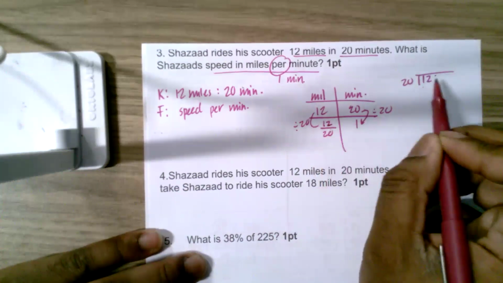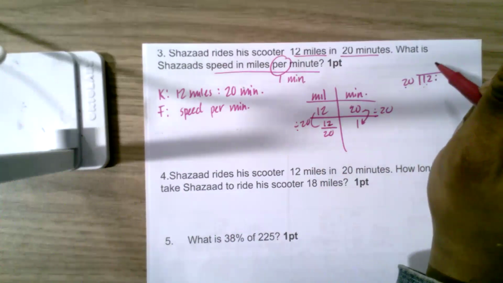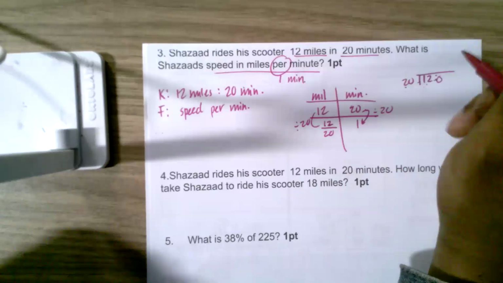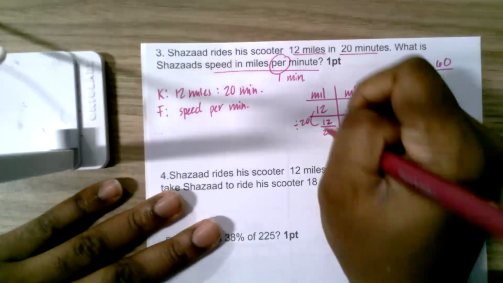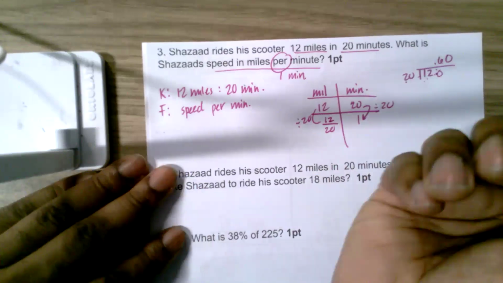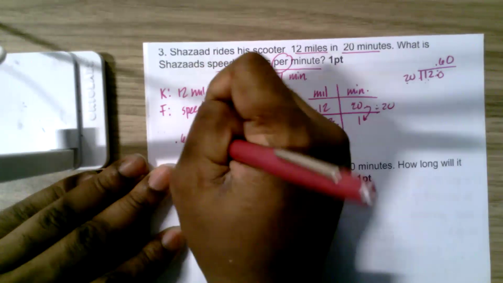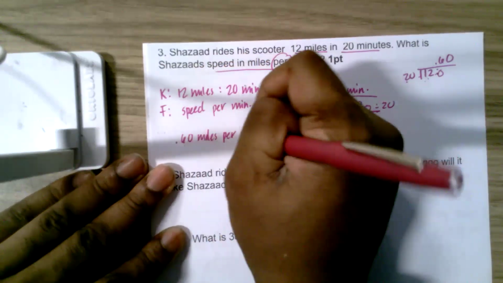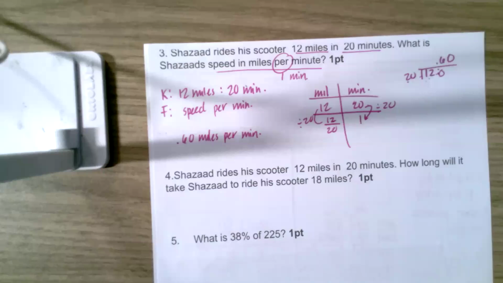You see how I said 12 divided by 20? That became the dividend. 20 doesn't go into 12. However, 20 goes into 120, 20, 40, 60, 80, 100, 120. 0.60 times. So that means Shahzad's speed per minute is 0.60 miles per minute.